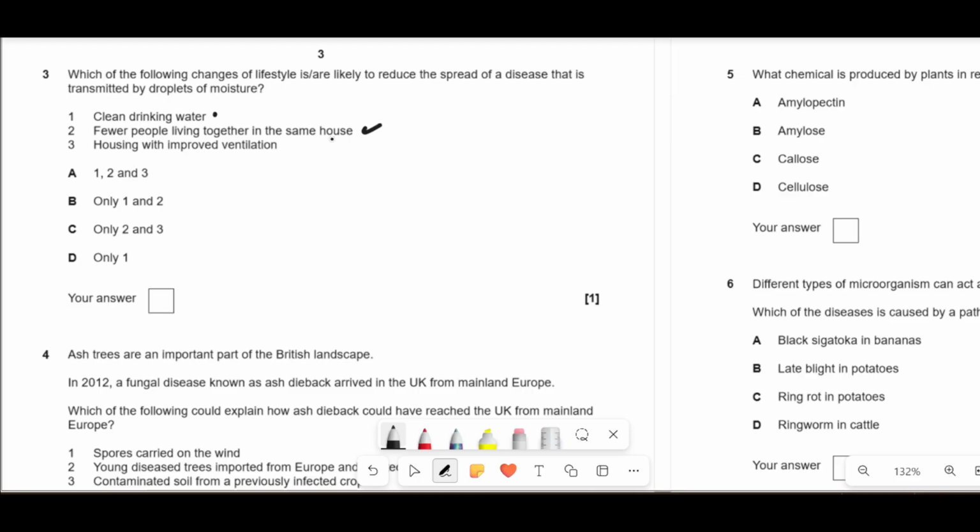Yes, if you have fewer people living in the same house, because that means you're less in contact with other people who are sick and maybe cough and breathe the stuff out at each other. And also, housing with improved ventilation as well means that all the air is cleared out. So that means it has.